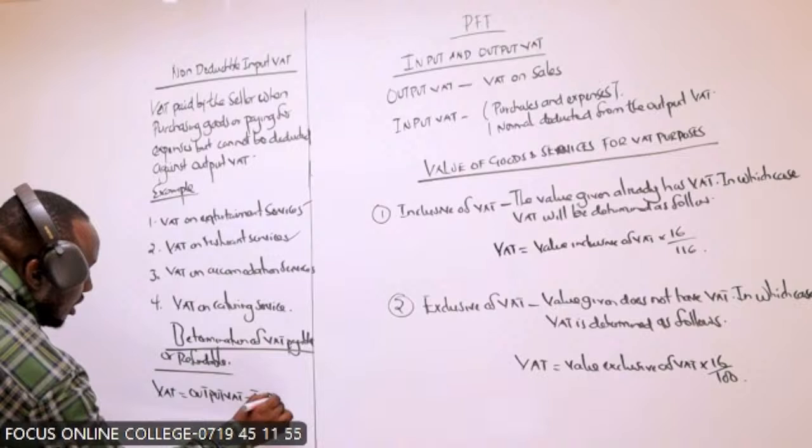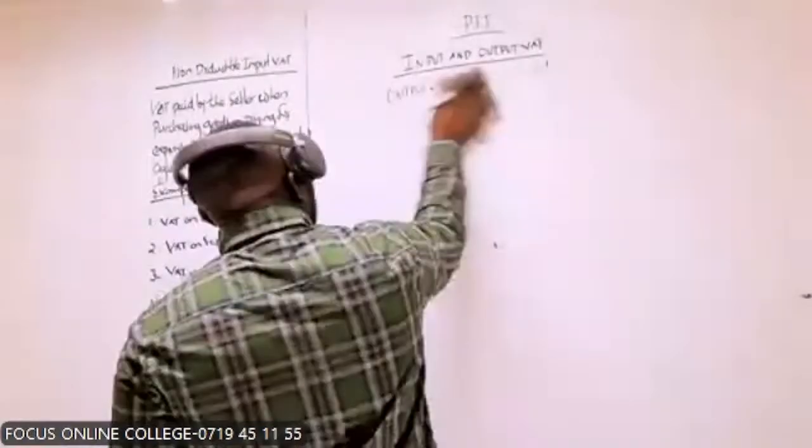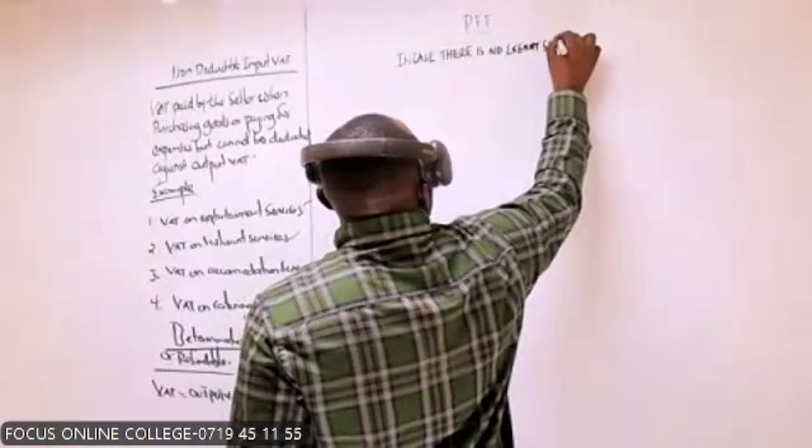So we have a number of scenarios. The first scenario, in case there are no exempt sales. In case there's no exempt sales.